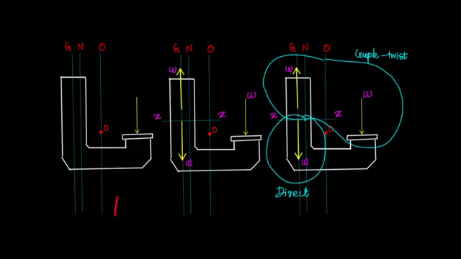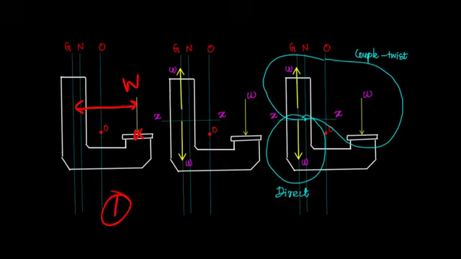So in the first diagram we can see there are three different axes. G is the centroidal axis, N is the neutral axis and O is the axis through the center of curvature. And the fourth one is the load acting point. So the load is W, which is acting at the end of the clamp. We can see that the load is deviated from the centroidal axis.